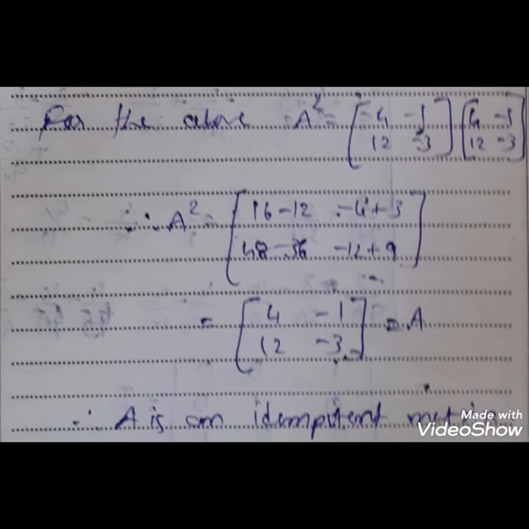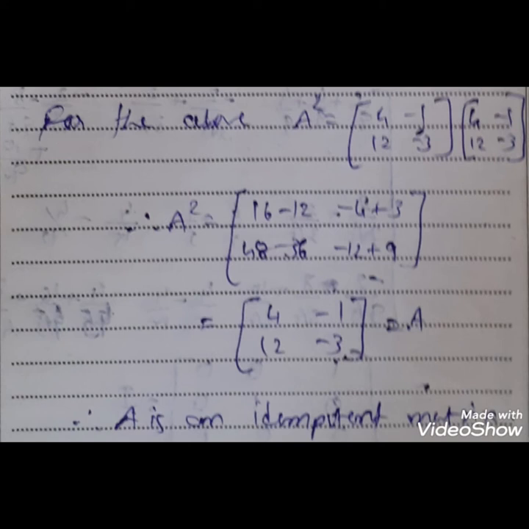So here, first row multiply with first column, then 4 into 4 is 16 minus 1 into 12, means 16 minus 12. This is the first element of the first row. Now first row multiply with second column, then we get minus 1 into 4, minus 4, plus minus 1 into minus 3, plus 3. Similarly, second row multiply with first column, then 12 into 4 is 48 plus minus 3 into 12, minus 36, means 48 minus 36. And second row multiply with second column, then 12 into minus 1, minus 12, plus minus 3 into minus 3, plus 9.